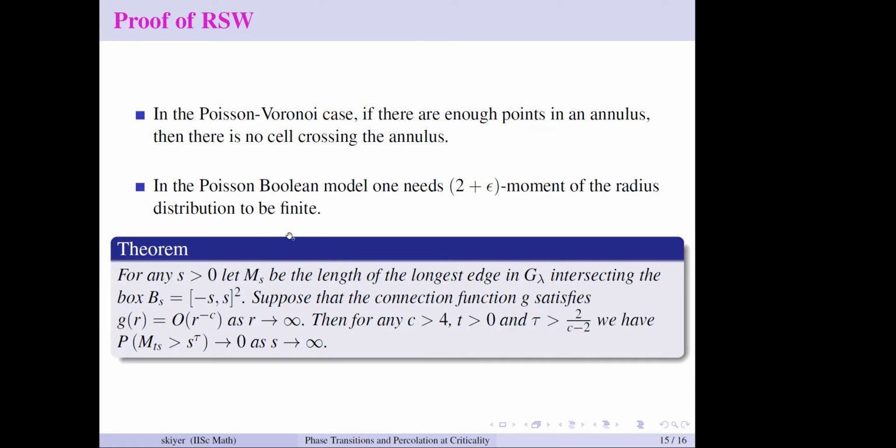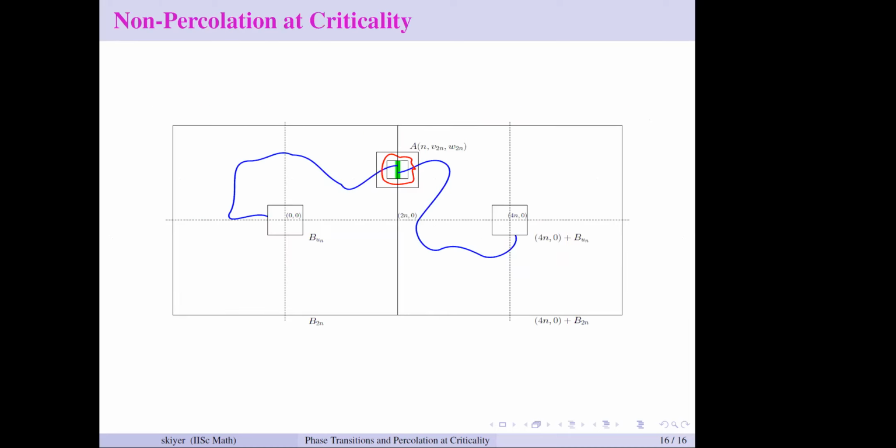What we need to do is to look at the length of the longest edge that intersects a large box. And what one can show is that if the connection function decays in this fashion, and if this parameter C is large, then you can pick a tau positive, which is less than 1, such that the probability of the longest edge that intersects your box B of size T^s exceeding that length goes to 0 as tau goes to 0. So that can be very small, and that would be the key ingredient in controlling the correlations.